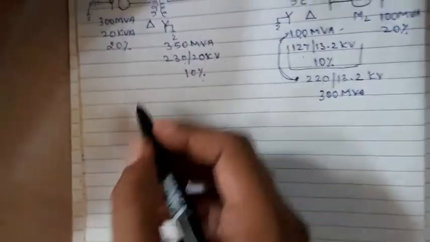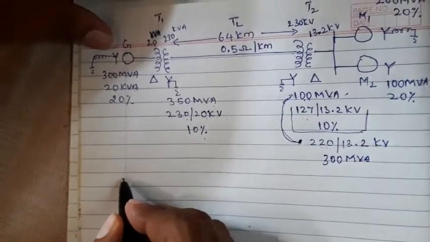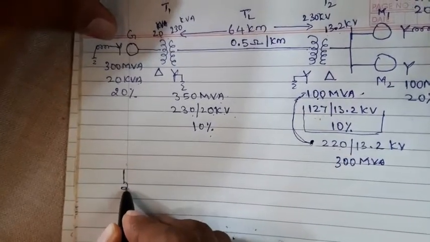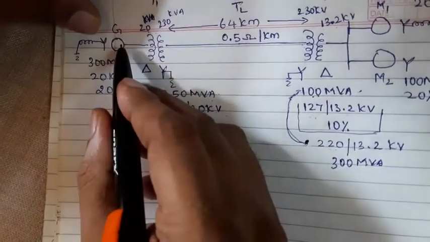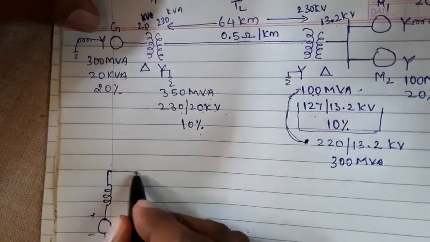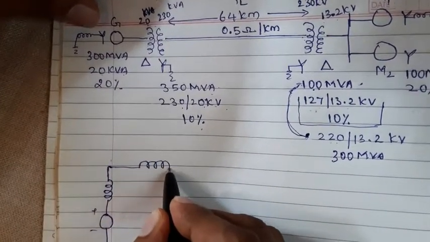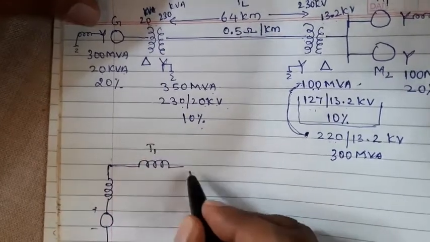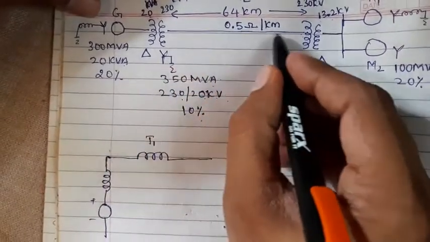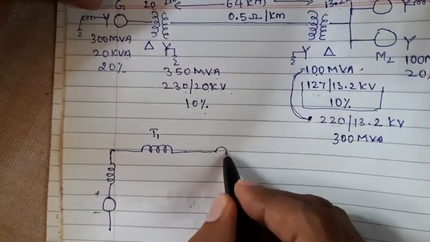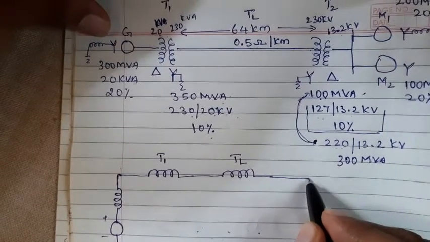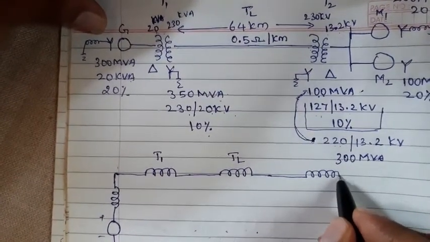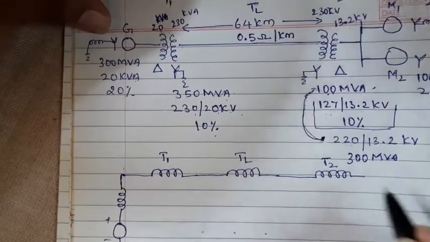Let us see first. This is a generator, so I'll put the generator here with its reactance, plus minus generator. From here it goes to the transformer, this is T1. Now from here it goes to the transmission line, so another reactance, this is TL. Next it goes to the transformer, this is the T2 transformer.